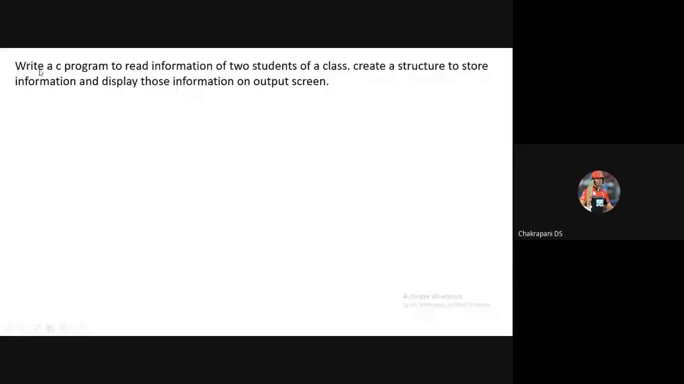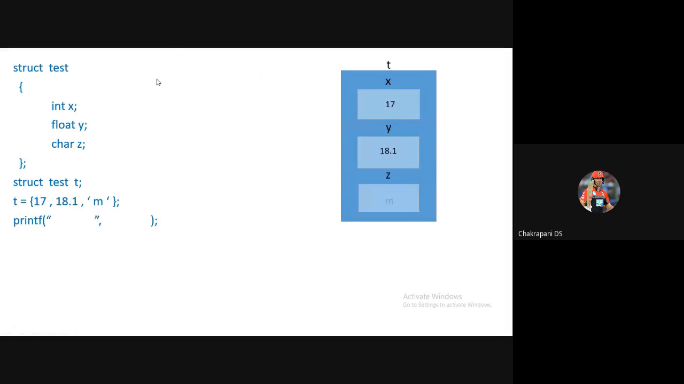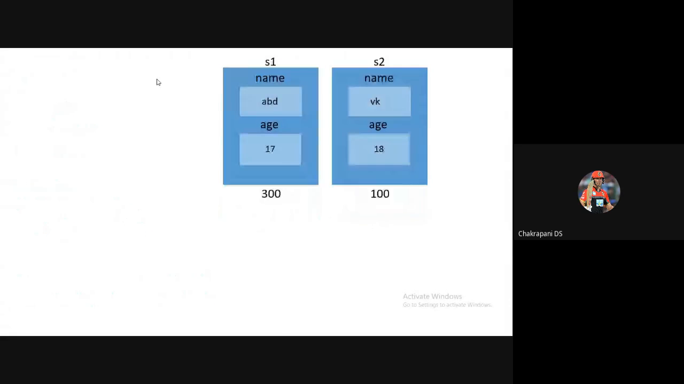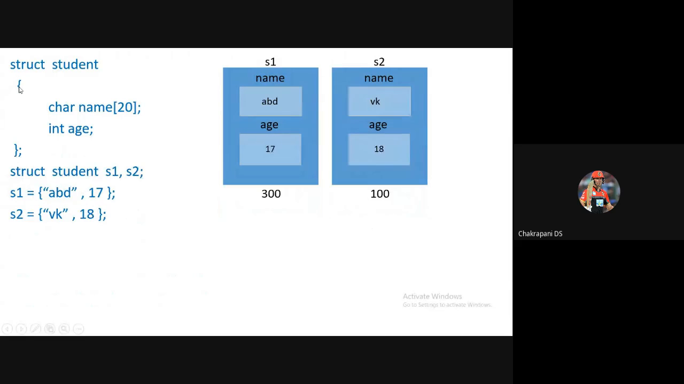The question is: write a C program to read information of two students of a class, create a structure to store the information and display that information on the output screen. See, I have to read the information. What is the difference between this program and this program? Here, I'm creating a structure called student, but I'm not reading the information. I'm storing the information which I want here, the information of any two students. This is what we call initialization.